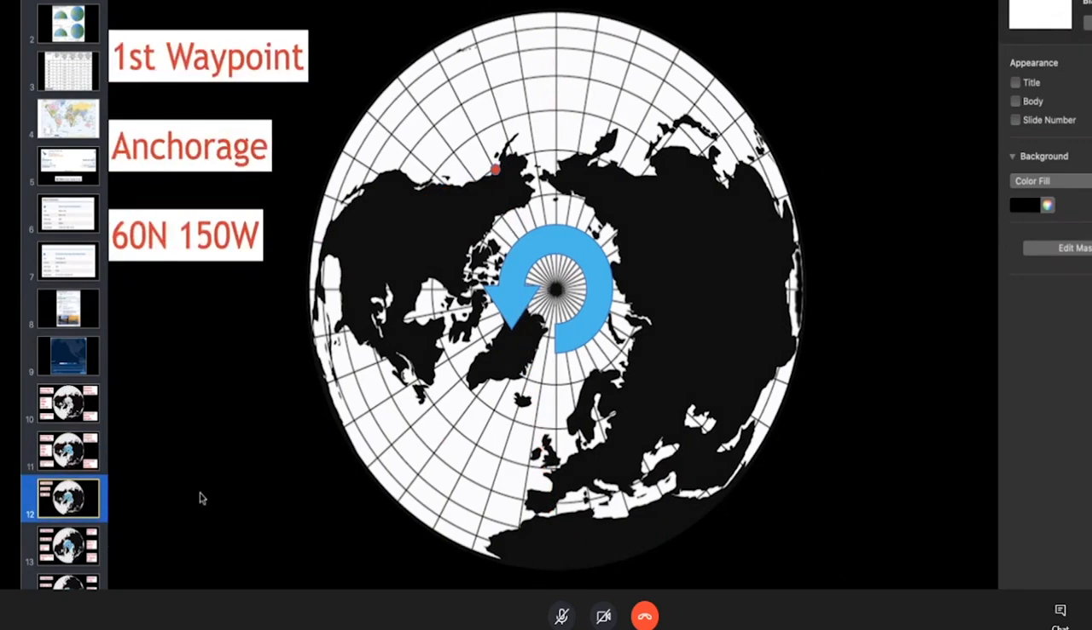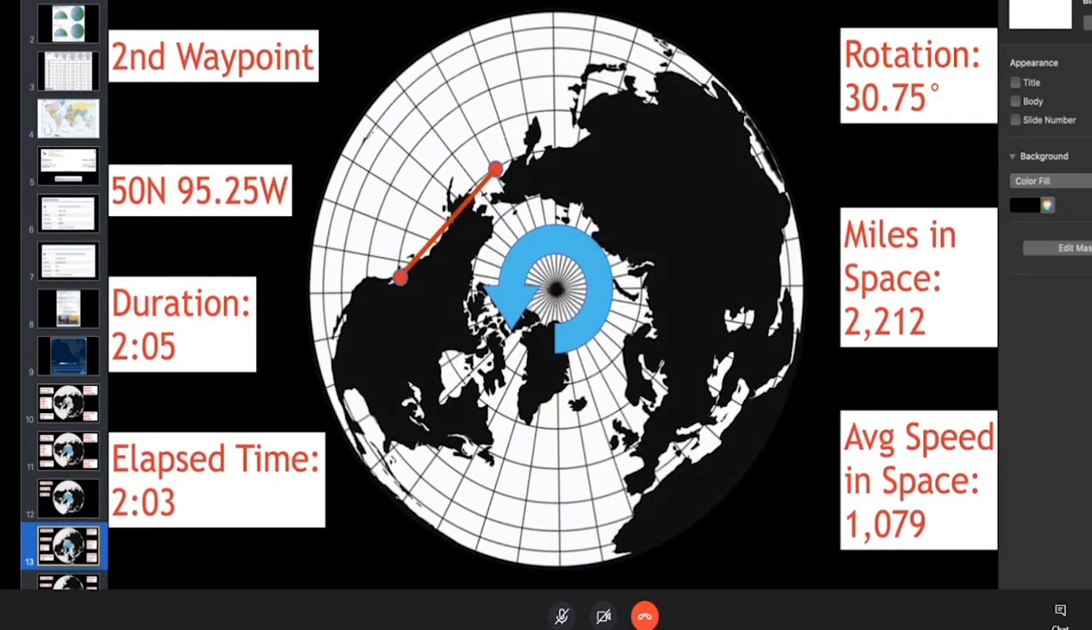First waypoint is obviously Anchorage at 60 north, 150 west. Our second waypoint, we rotated about 31 degrees, is at 50 north. So there's going to be a waypoint at each latitude line that we cross down to 20 degrees north latitude. This took about 2 hours, and they went 2,212 miles through space, and their average speed in space was 1,079.